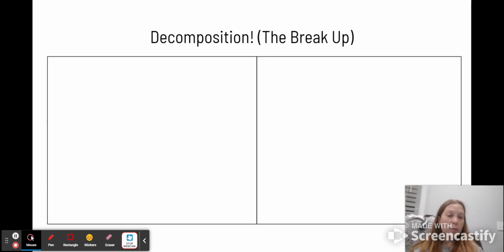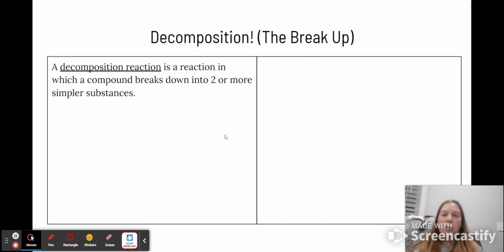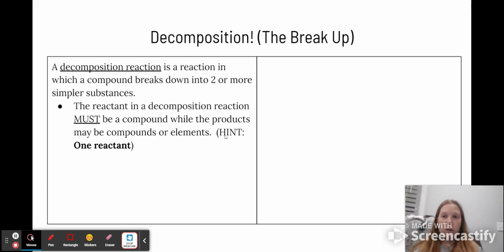So now let's talk about decomposition, which is the opposite of synthesis. I call this one the breakup. This is where you're going to have only one reactant. So look for one thing on the left side of the arrow. If you only see one reactant, dead giveaway, it's decomposition. And it will break down into 2 or more simpler substances. And these are more difficult to predict. So you have to follow certain guidelines to know the products of a decomposition reaction.